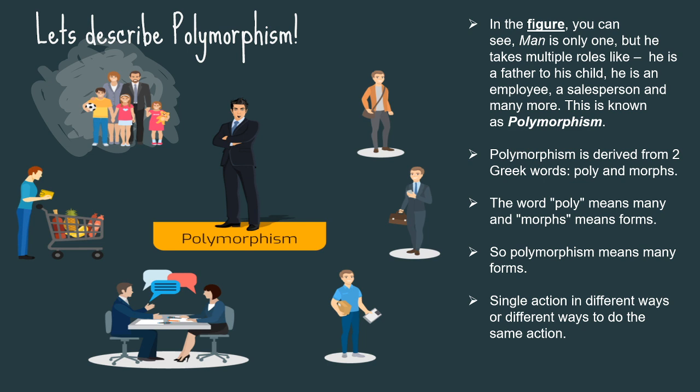Polymorphism is derived from two Greek words, poly and morphs. The word poly means many and morph means forms. So polymorphism means many forms. That means a single action in different ways, or different ways to do the same action. That is the example of polymorphism.